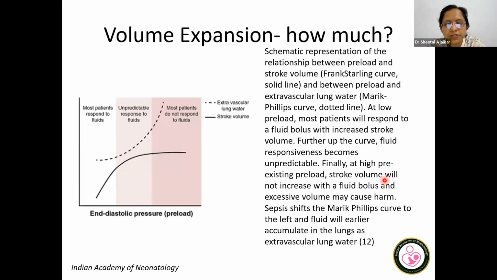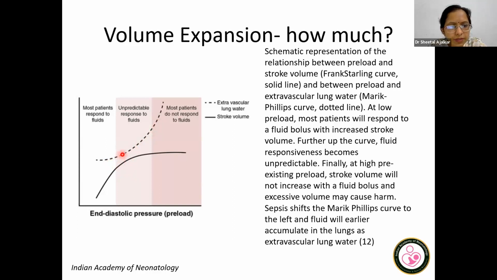Regarding the theory of volume expansion, there is a handbook of cardiology from Iowa, 2012. It showed how volume expansion works, as we can see in this graph. This is the relationship between the preload and the stroke volume. As the preload increases, stroke volume will increase. This is the Frank-Starling curve, the dotted line. At low preload, most patients will respond to a fluid bolus, and the stroke volume will improve very nicely. Further up the curve, fluid responsiveness becomes unpredictable. Here we can see the extravascular lung volume goes on increasing.